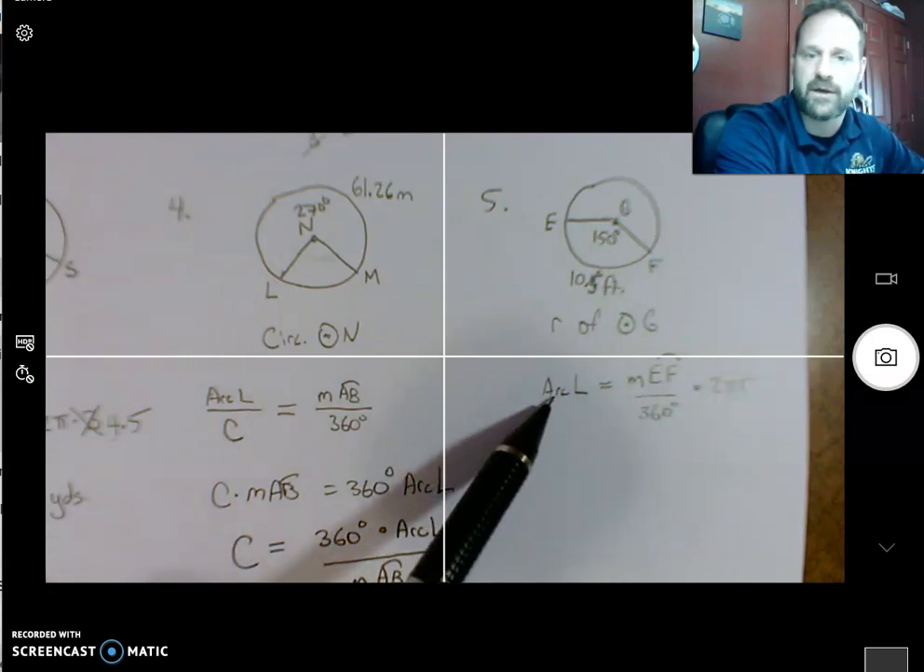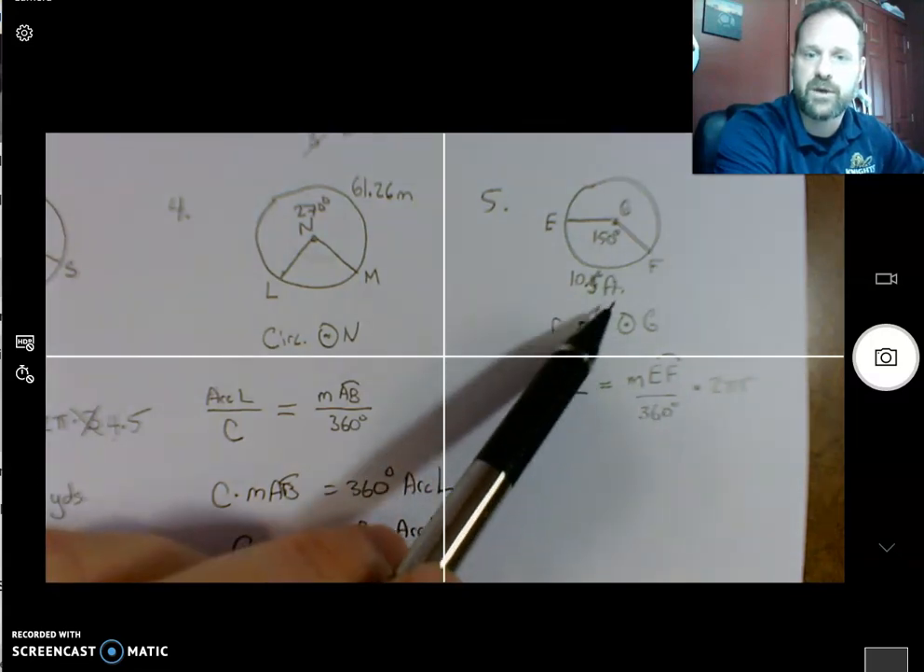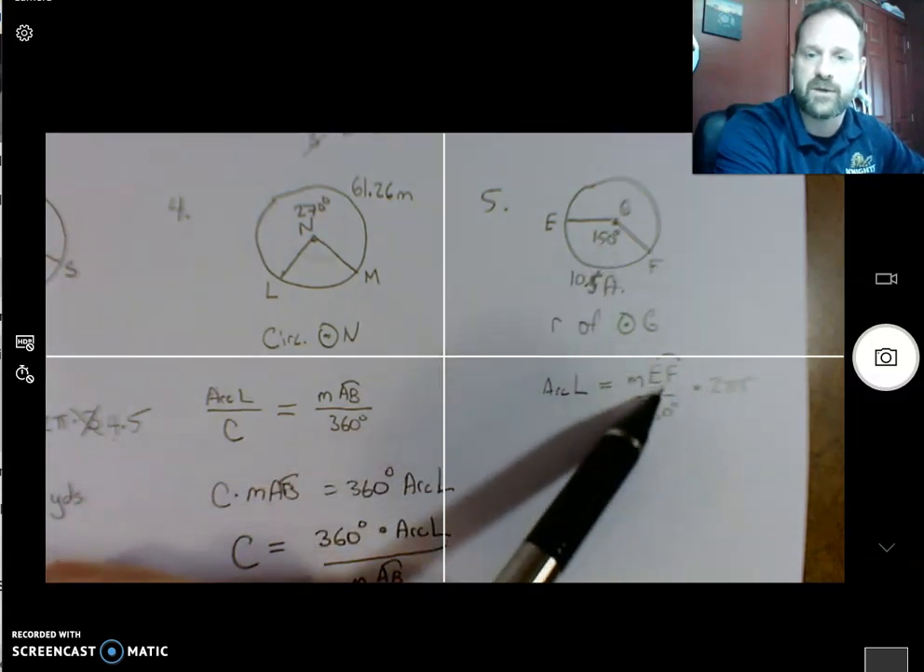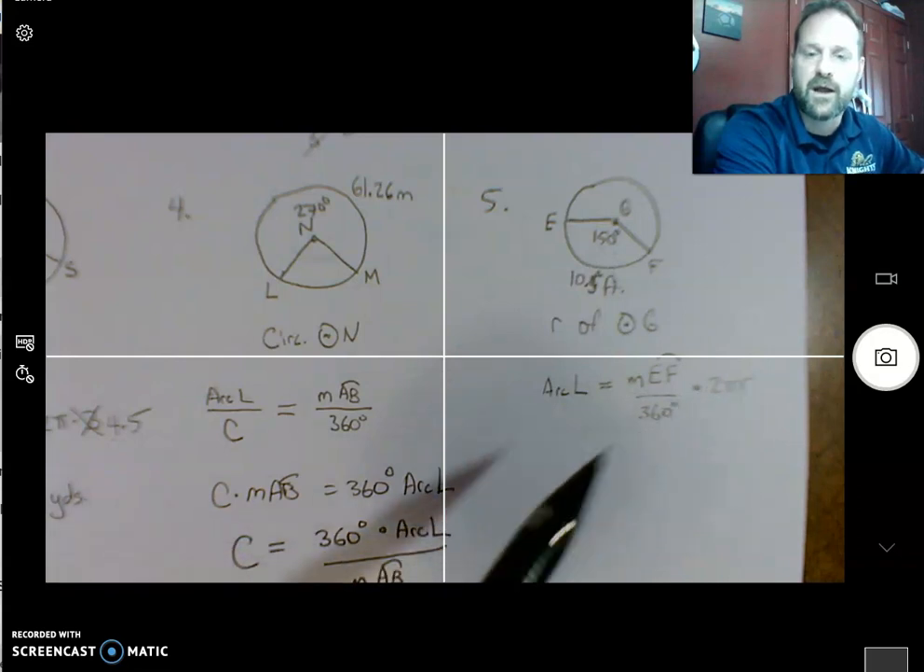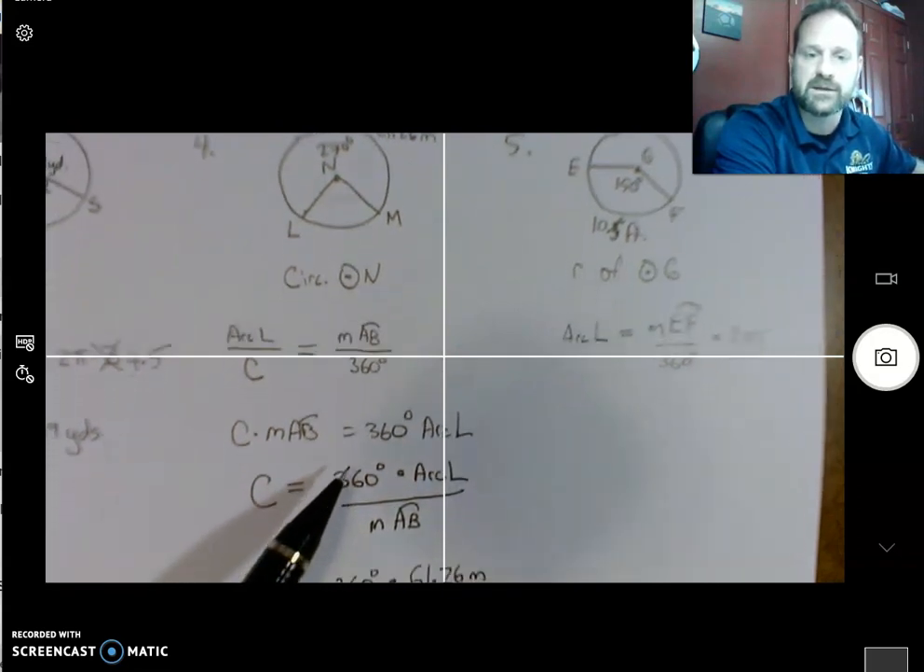Now you could plug in the values right now. You could go 105, boom. You could go this, boom, and do all that and crank out and solve for R. I'm actually going to do it this way because I'm crazy.